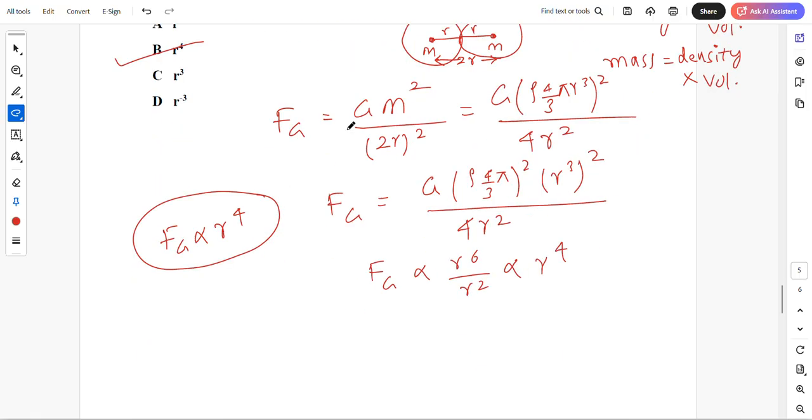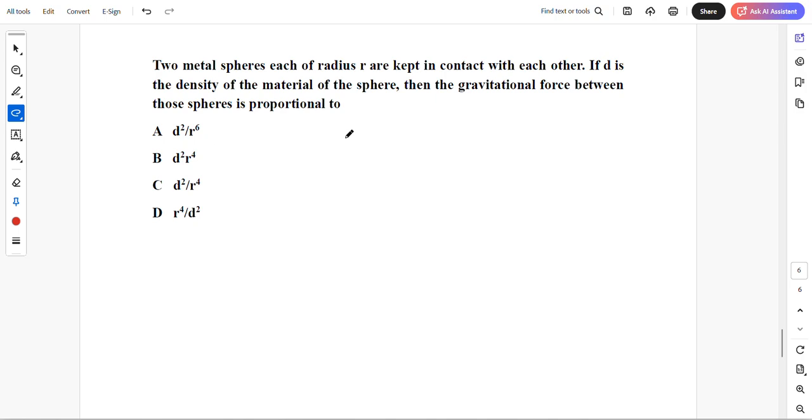Hope you understood this sum also. Let us do the next sum. Two metal spheres, each of radius r, are kept in contact with each other. If d is the density, same as this, Fg is equal to what? G into m square divided by 2r the whole square. Just now we have done this sum.